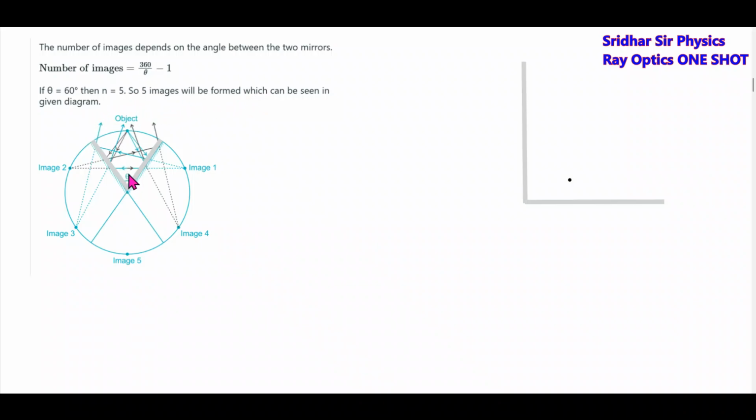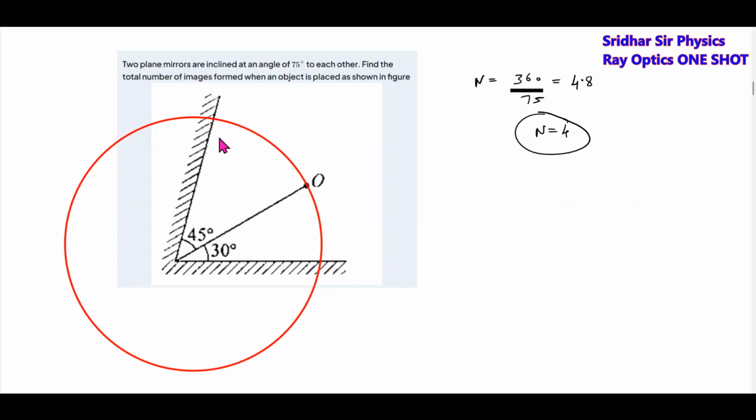So what is the angle between the mirrors? It is 60 degrees. How many images will be formed? Here I'll draw the circle with the center at the intersection of the mirrors. Then all the images will lie on the circle. How many images will there be? 360 by 60, how much will it become? 6. 6 minus 1 will be 5. The number of images formed will be 5. All those images should lie on the circle. They'll ask you the number of images only, that you can tell using this method.